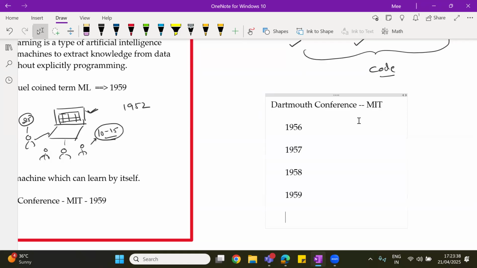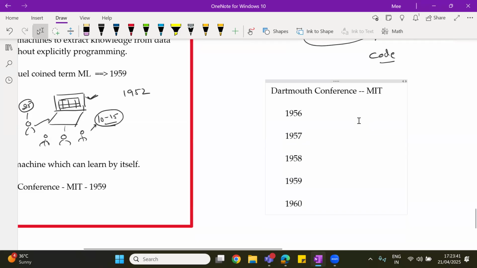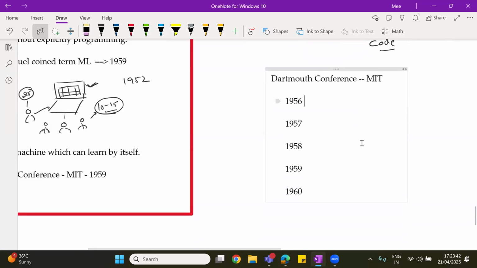Now, the first year, we know that artificial intelligence came into the picture. Second year, that is 1957, there was the perceptron. I will tell you what this is. The third year was not so productive. There was nothing so special about it, and you can ignore it over here. The fourth year, that is in 1959, they came up with machine learning.